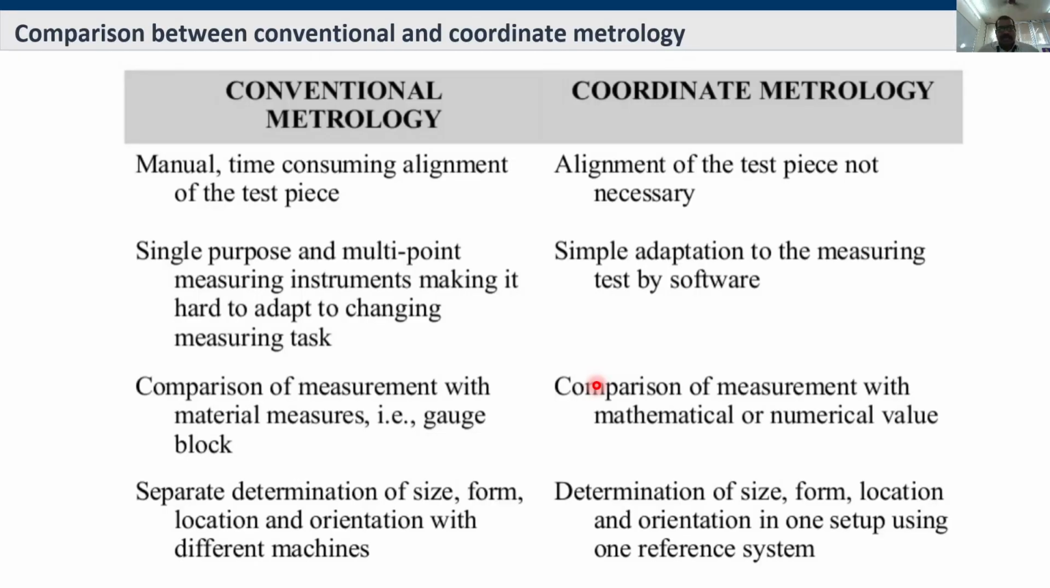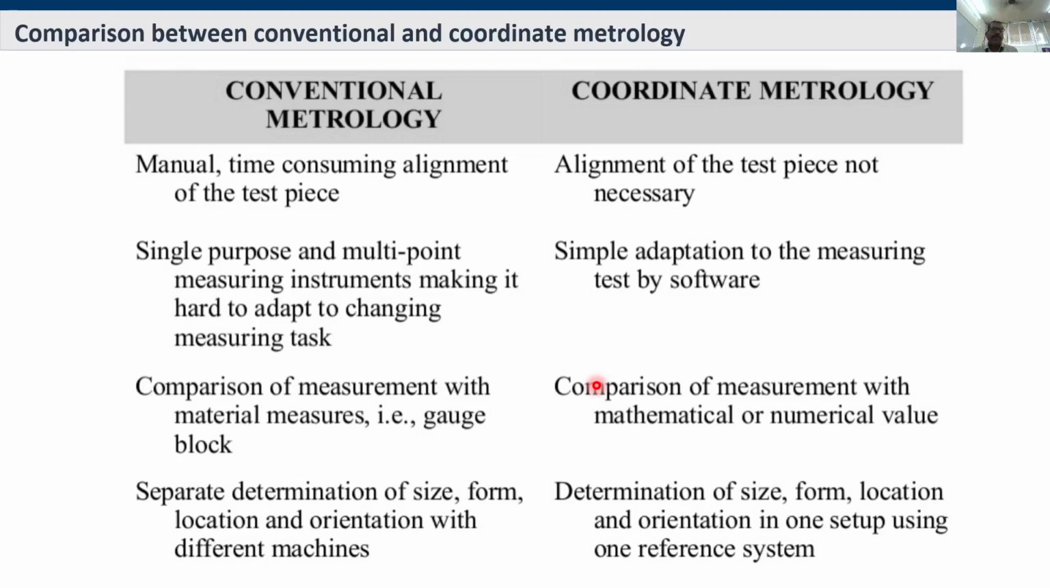Then comparison between conventional and coordinate metrology. Conventional metrology is basically scale, vernier caliper, micrometer. But a coordinate measuring machine is based on the coordinates, three axes XYZ, and will measure and give you results. In conventional metrology, it is manual and takes a lot of time for alignment of the test workpiece. Comparing with conventional metrology, coordinate metrology is a bit easier. Alignment of the test piece is not necessary. Directly you can keep it on the table of any coordinate metrology machine and measure.